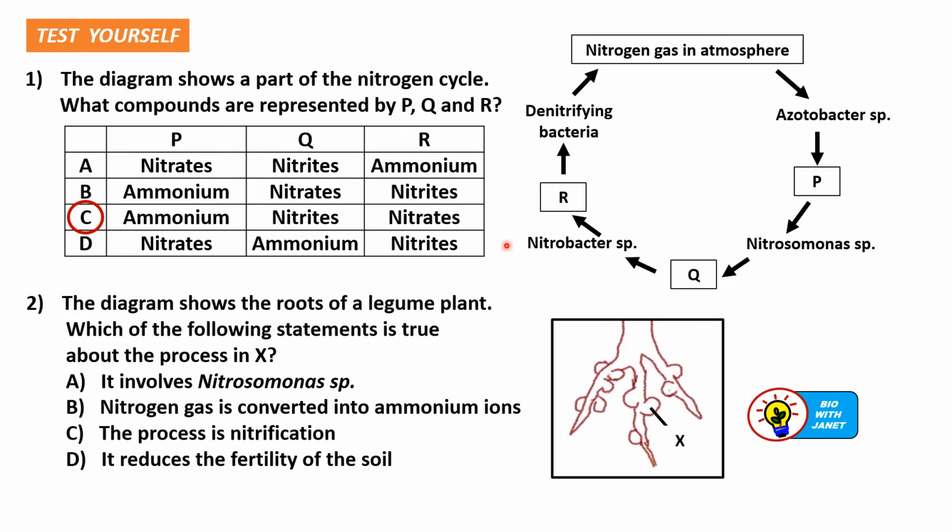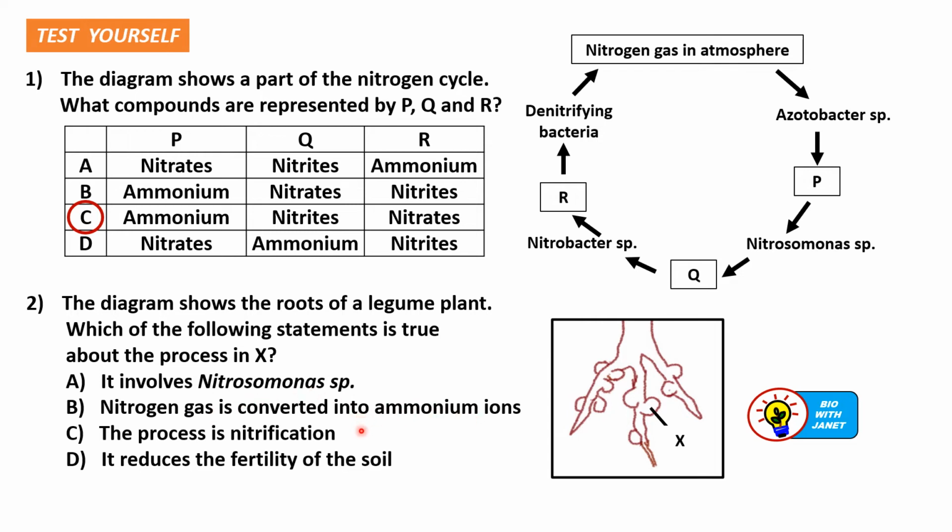Okay, so next, let's look at the second question. The diagram shows the roots of a legume plant, a bean plant. Which of the following statements is true about the process in X? Now we know that X is the root nodule that contains the bacteria called Rhizobium species. So it involves Nitrosomonas species. No, Nitrosomonas species is not found in the nodule. Now nitrogen gas is converted into ammonium ions. This is correct, right? This is the action of Rhizobium species bacteria, where it can carry out nitrogen fixation and convert nitrogen gas into ammonium ions.